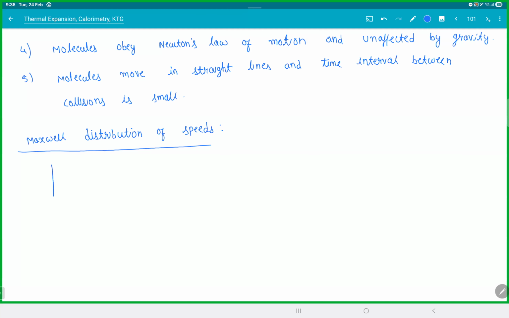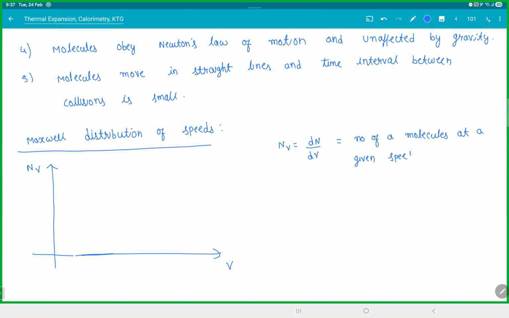So if you try to plot the graph, N_V versus V. So here N_V is nothing but dN by dV. That is the number of molecules at a given speed. And just to give an example, let's say we have 100 molecules.